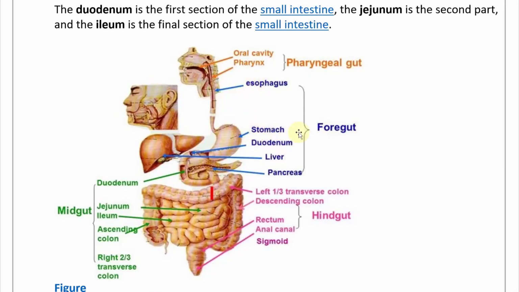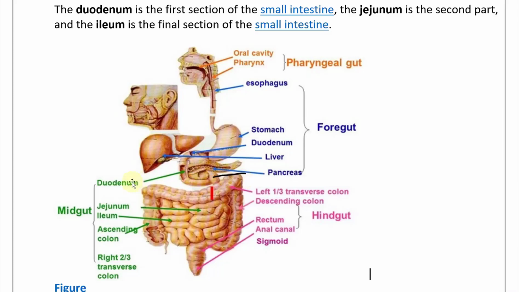Then you have the stomach. Then you have the duodenum. Then you have the liver. Liver's over here. There's duodenum right there. That connection right to the stomach. And then you have the liver over here. You have the pancreas here. And then the next section, notice that it cuts off over here.